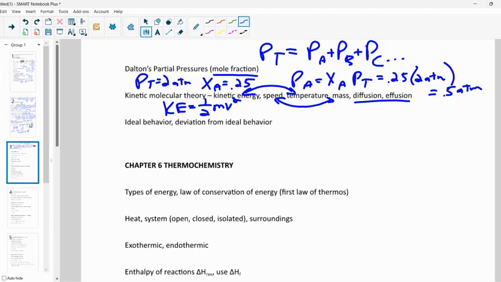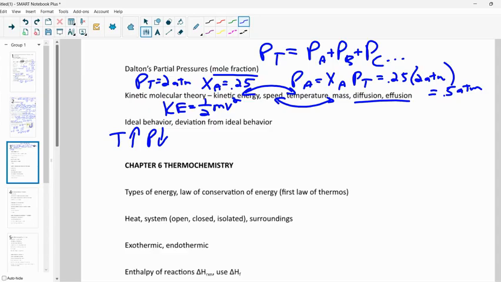Why? What's happening? Ideal behavior is at high temperatures and low pressures. So at high temperatures, when those particles collide, they bounce off each other. They don't stick together. They don't have time because they have so much energy. They're just going to bounce off each other. Low pressures, that just means there's not a lot of gases in the system. The volume of the actual gas particles is negligible compared to how much room they have.